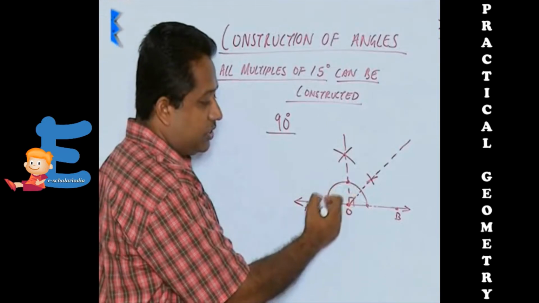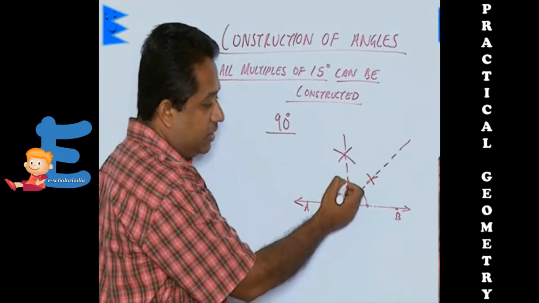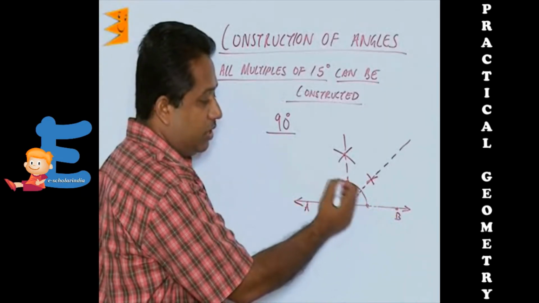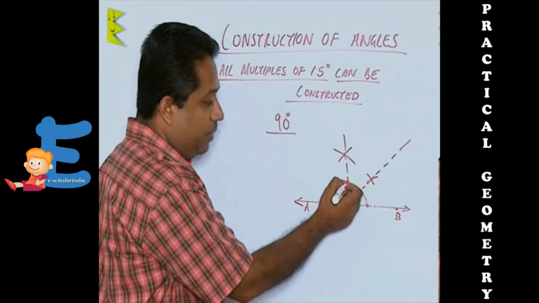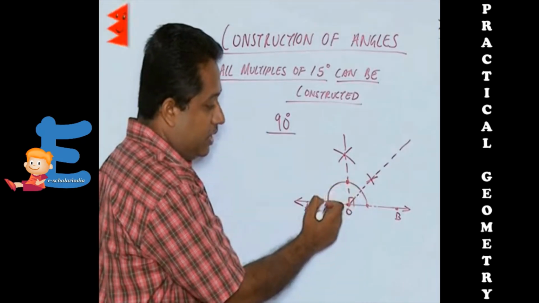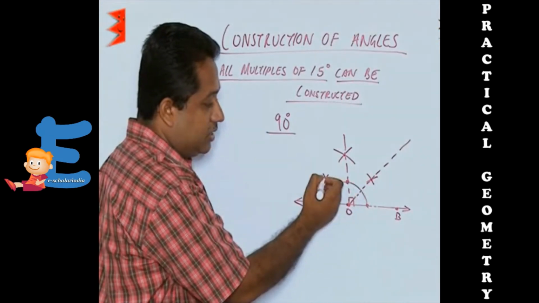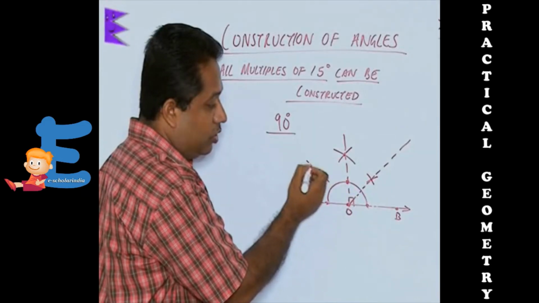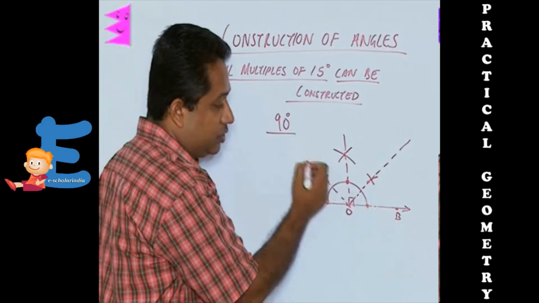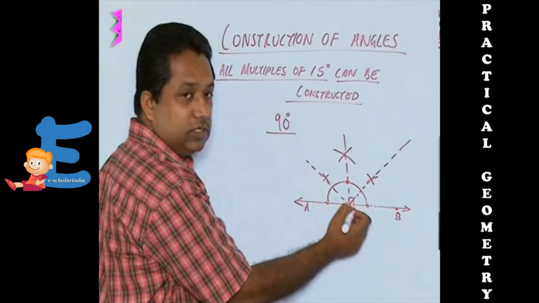If I repeat the process here, then this angle is 90 and this is a straight line. So this is a straight angle. The total is 180 degrees. So if I bisect these two lines, then from here and here I am going to take a radius. The intersection point is joined to O. Now we can say that this angle is going to be 135 degrees.